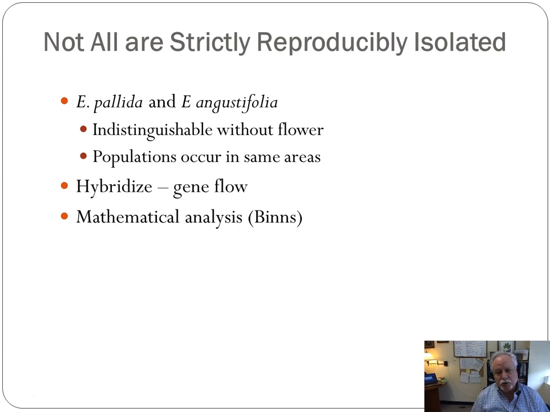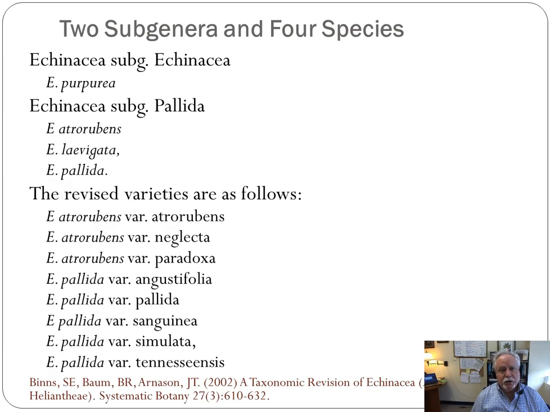Binns was a researcher out of Canada, Shannon Binns, who did some mathematical analysis, different from the morphological analysis. And what she found was that there are actually 4 species. So there's the Echinacea subgenus Echinacea. So you have genus, subgenus, species. And so for her, the 4 species are Purpurea, Atrorubens, Laevigata, Pallida, and that there are varietals associated with them.